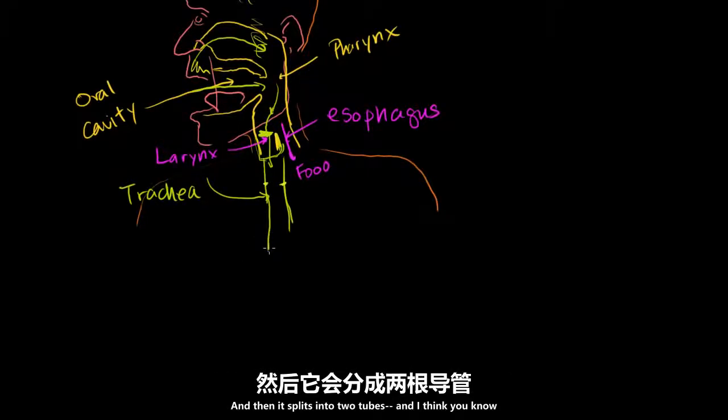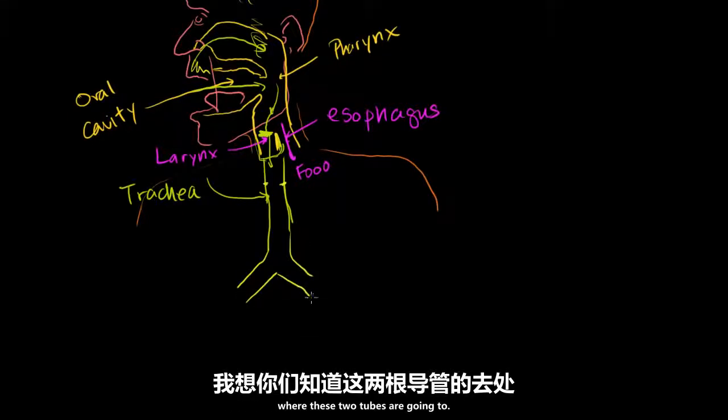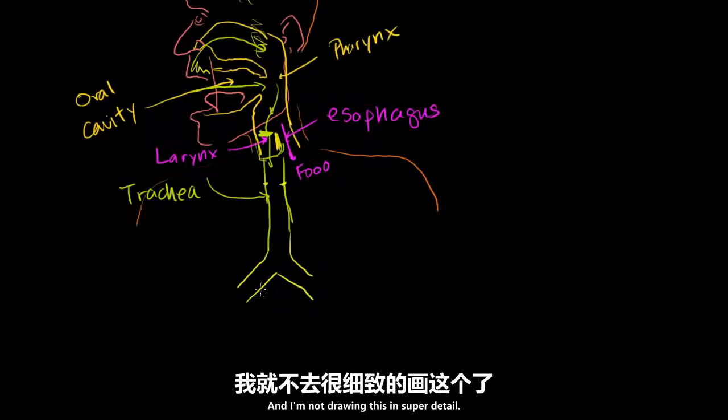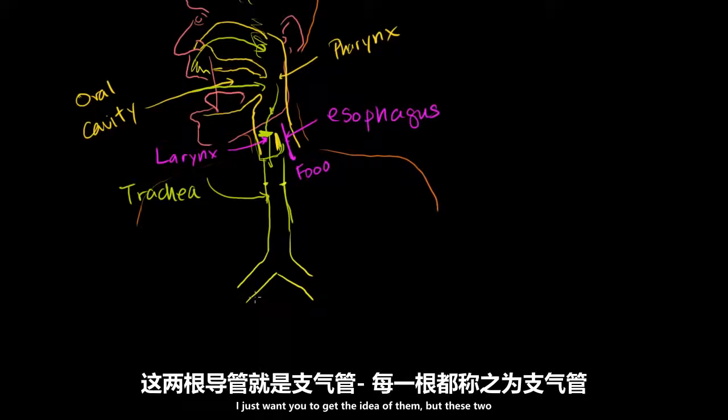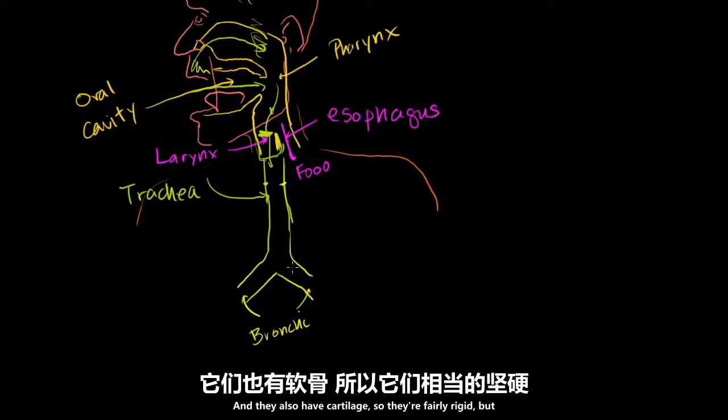And then it splits into two tubes. And I think you know where these two tubes are going to. And I'm not drawing this in super detail. I just want you to get the idea of them. But these two tubes are the bronchi, or each one is a bronchus. So let me see. These are the bronchi. And they also have cartilage, so they're fairly rigid.